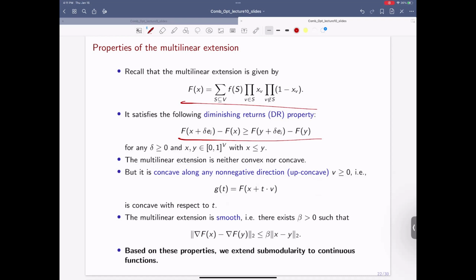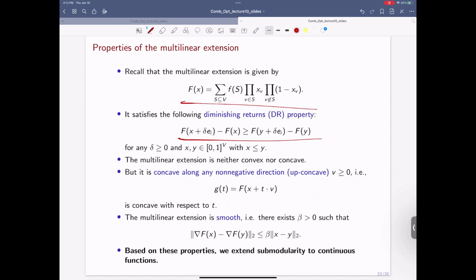Okay, and I increase this value by delta. And I measure the gap between the change and the original point. If y is a vector that's larger than x in component-wise terms, then the marginal return is always greater for smaller vectors than the larger one. So this is the continuous analog of the diminishing marginal returns property for submodular set functions.